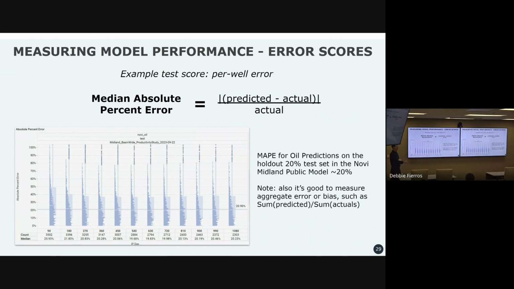Another good one to look at would be, this is well level error, what's the aggregate error or the bias? So sum up all the predictions and divide it by the actuals. So is there a tendency to over or under forecast in the aggregate? That's also good to know, in addition to this idea of the per well errors.